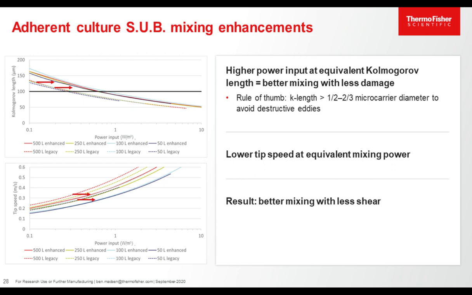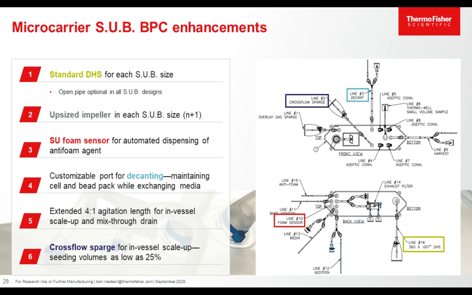By implementing our increased impeller size, we effectively increase the overall power input ability of the sub while maintaining or increasing our Kolmogorov length. And similarly, for those that prefer tip speed as the deciding factor and the scale factor, we can increase the overall power input while maintaining a desired tip speed.